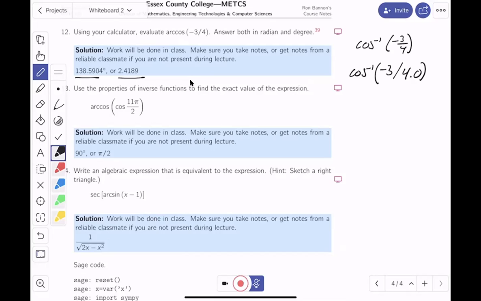All right, let me look at number 13. Number 13 says use the properties of the inverse functions to find the exact value of this expression. Let me write this one down. It's going to be arc cosine, and I got 11 pi over 2. So it's going to be 1, 2, 3, 4, 8. Wow, that's a lot, isn't it? 9, 10, 11. I'm over here.